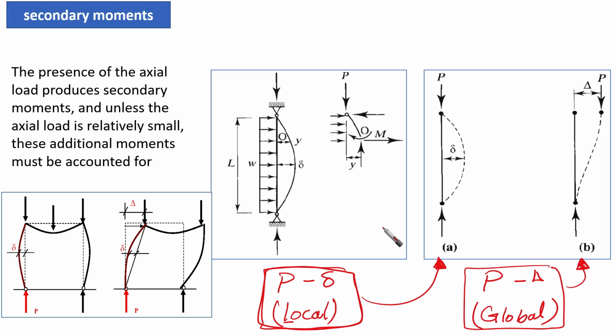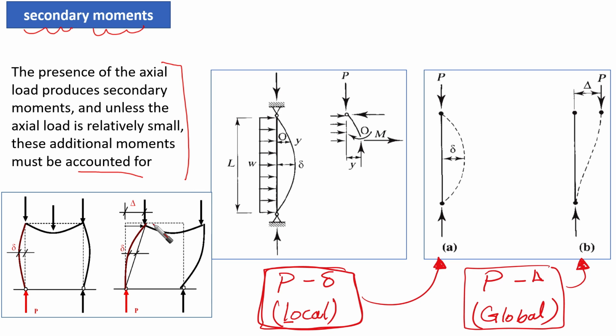Having what we have explained in our mind, we need to understand the meaning of the secondary moments. The presence of axial load produces secondary moments, and unless the axial load is relatively small, these additional moments must be accounted for. This is what we need to highlight here.